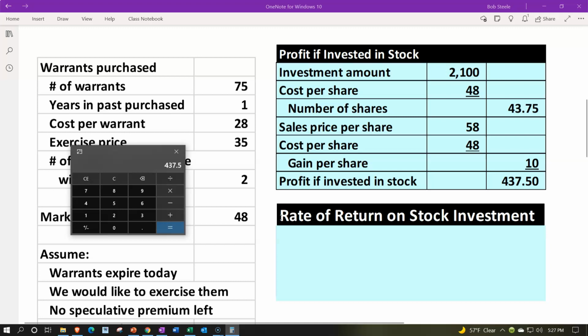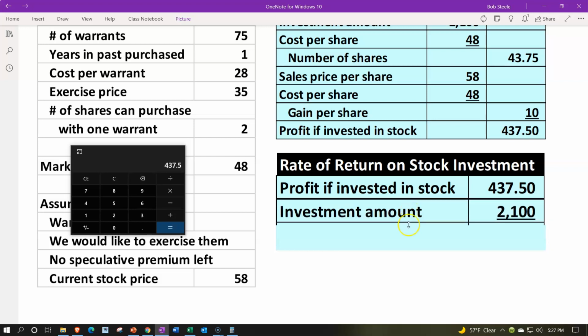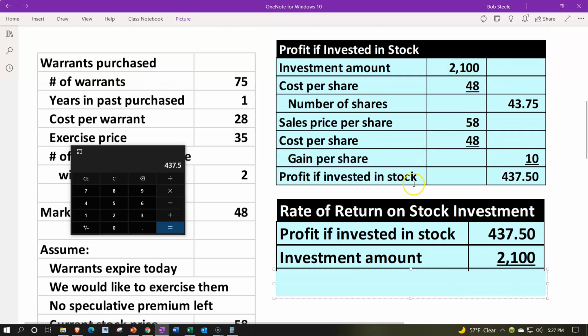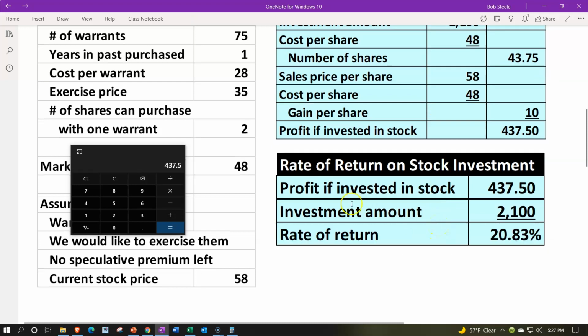Let's think about the rate of return on the profit. For the rate, the profit if invested in the stock is the $437.50. We have the investment amount, which we put in, the $2,100. That gives us a percent rate of return, which is going to be equal to the 437.5 divided by the investment 2100. Moving the decimal 2 places over, that's about 20.83%.